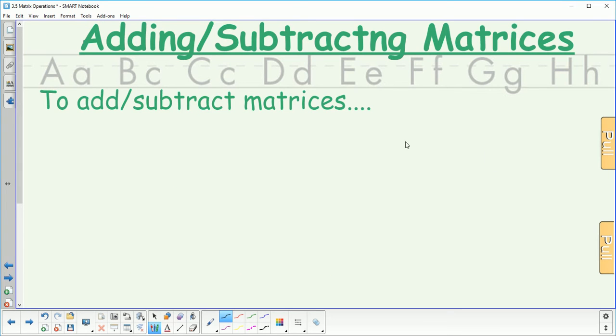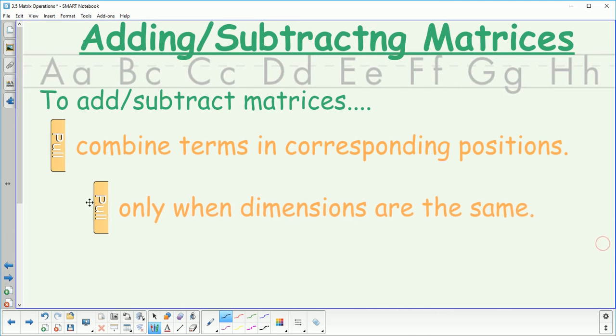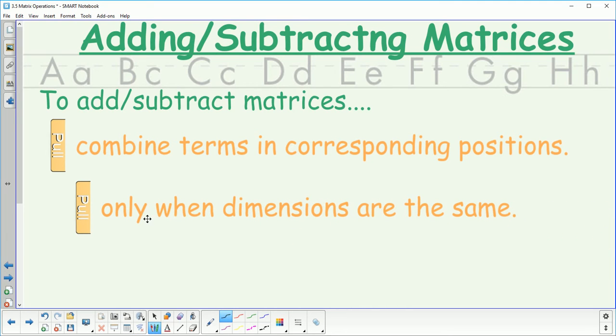Okay, in order to add and subtract matrices, what we're going to do is combine, so add or subtract depending on which operation we're talking about, and we're going to combine those terms that are in the corresponding positions. So your first element with your first element in your second matrix, your last element with your last element in your other matrix. So what's really important is this is only possible when the dimensions are the same. So they're both a 3 by 3 matrix, or they're both a 5 by 2 matrix. Whatever it is, they have to be the same in order to combine them.